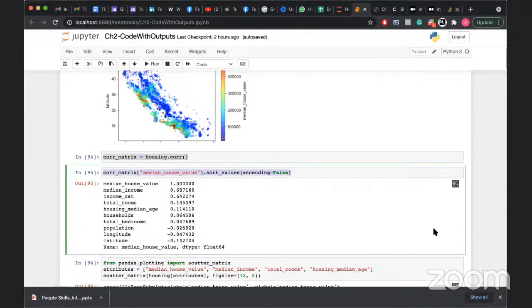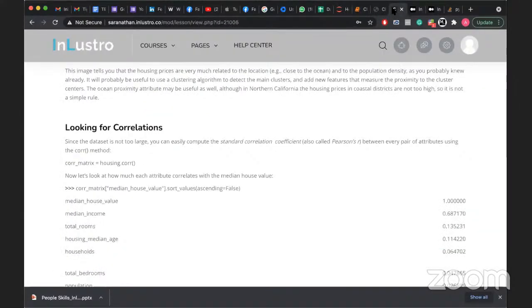Good. Now that you see these values, 1, 0.68, 0.642274, 0.135097, and some negative values, what do these values mean? A standard correlation coefficient is a positive value when there is a positive correspondence between attributes. That is, they are directly proportional, crudely speaking.